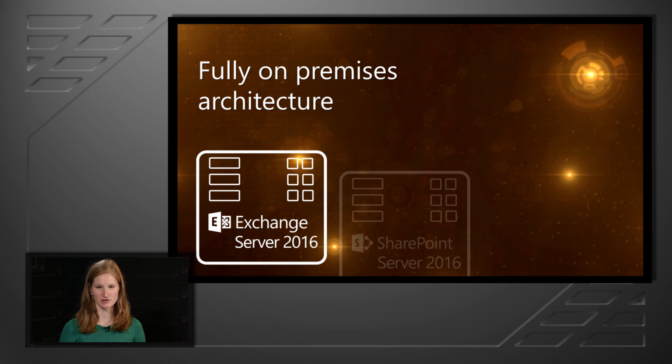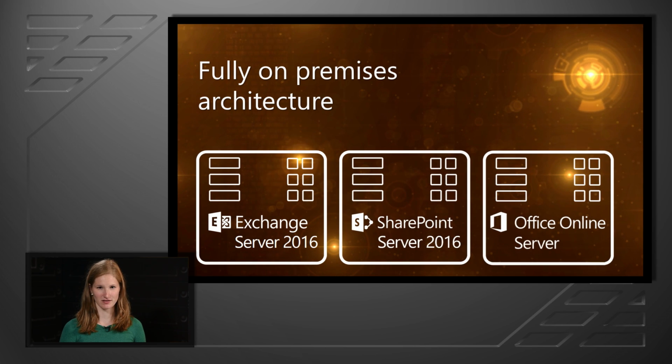Now let's look at infrastructure options for deploying document collaboration in Exchange Server 2016. Our team has built 2 options for making these capabilities work. The first option is to deploy SharePoint Server 2016 and Office Online Server, both currently in preview. You can deploy both on-premises and integrate those with your Exchange servers.